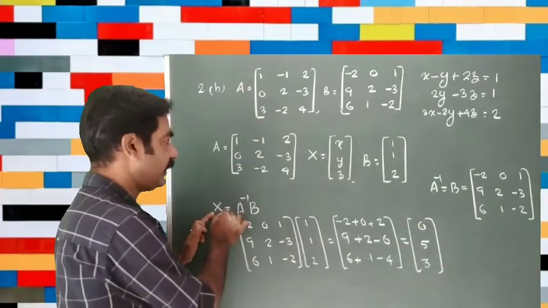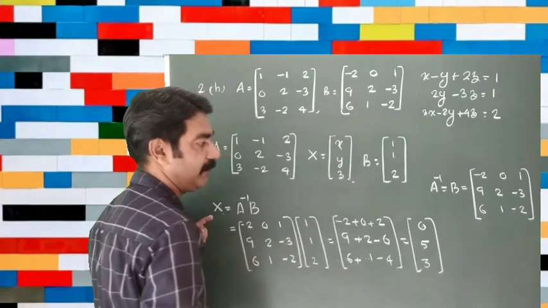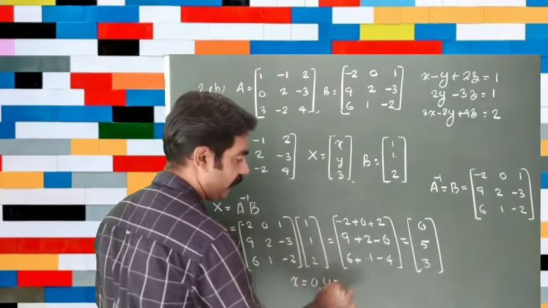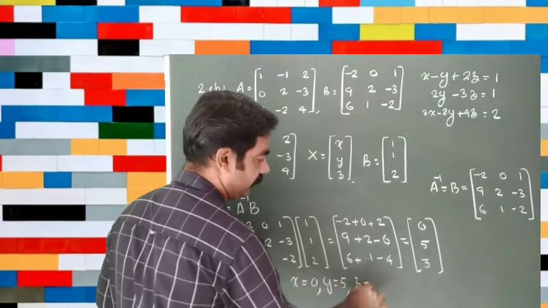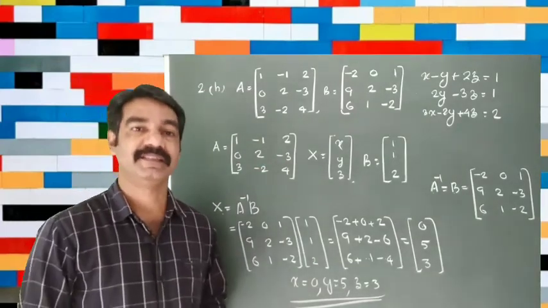In the matrix X, the first element is x, the second element is y, and the third element is z. That means the value of x is 0, the value of y is 5, and the value of z is 3. These are the solutions of the given system of equations.